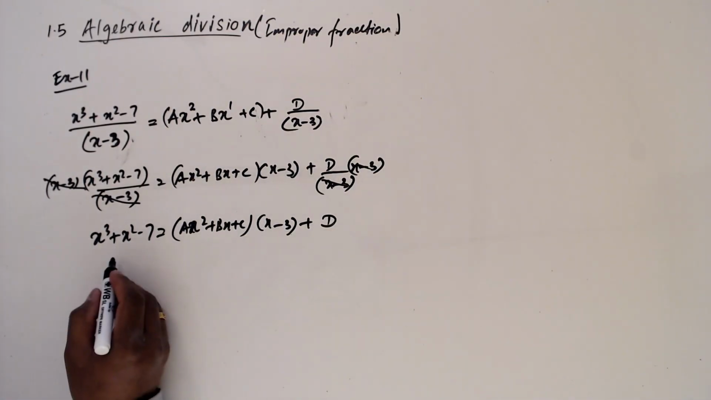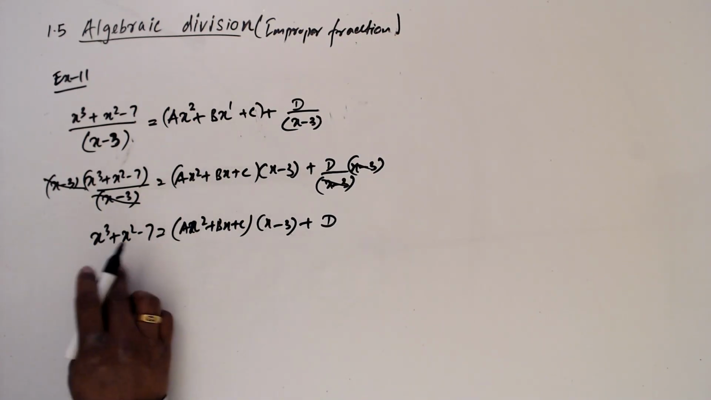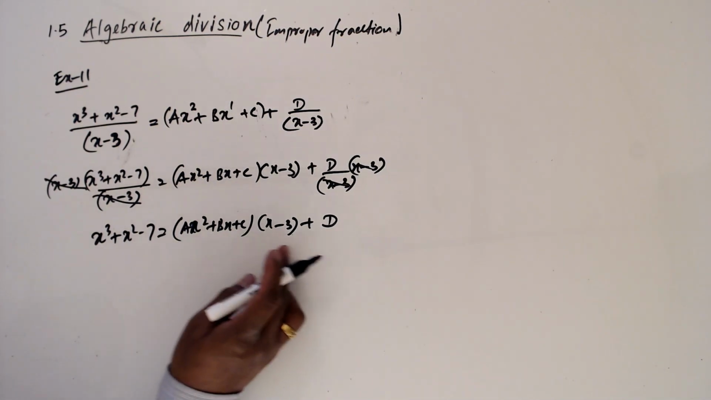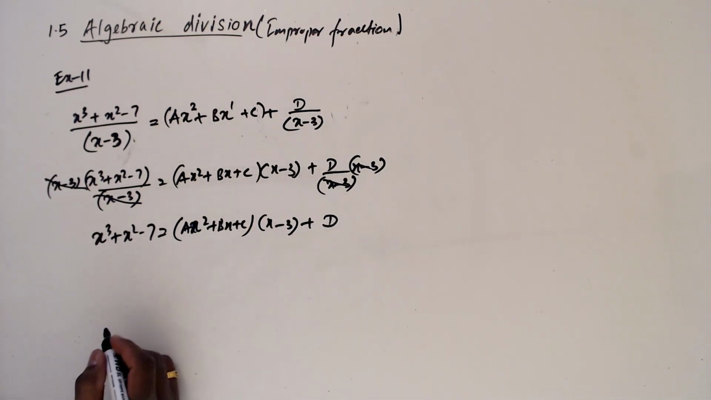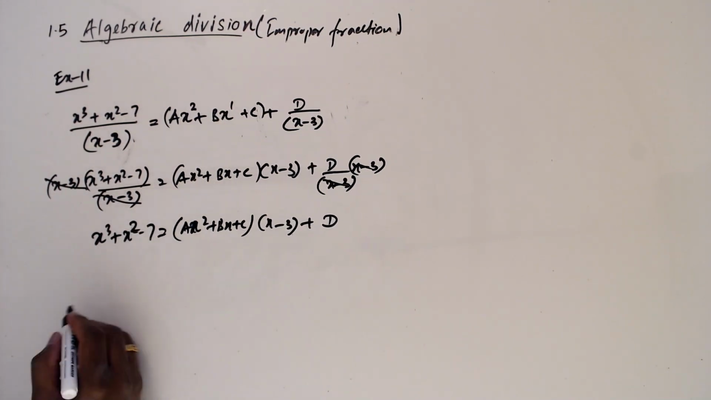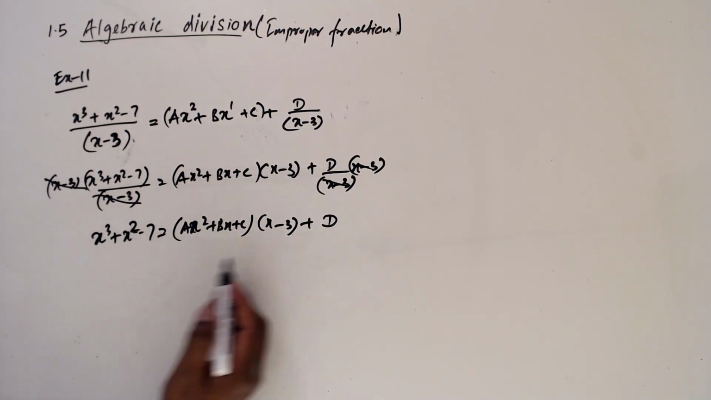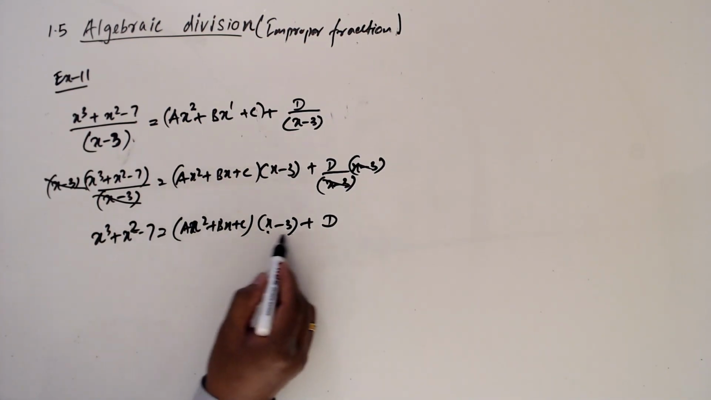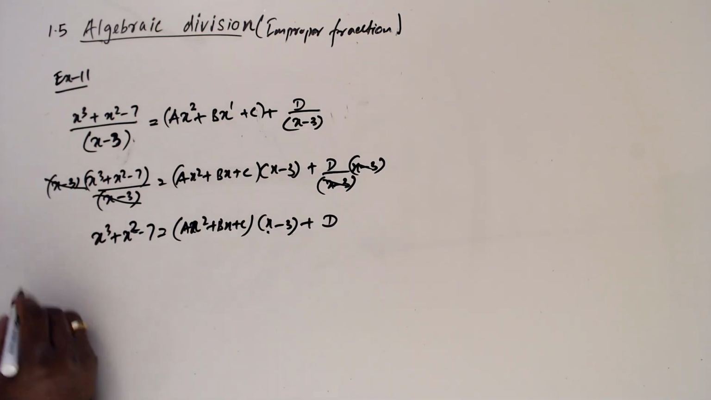Now we need to find a, b, c, d. So we need 4 equations. I can see that if I put x equals 3, this whole term is going to be 0, and I can find d.